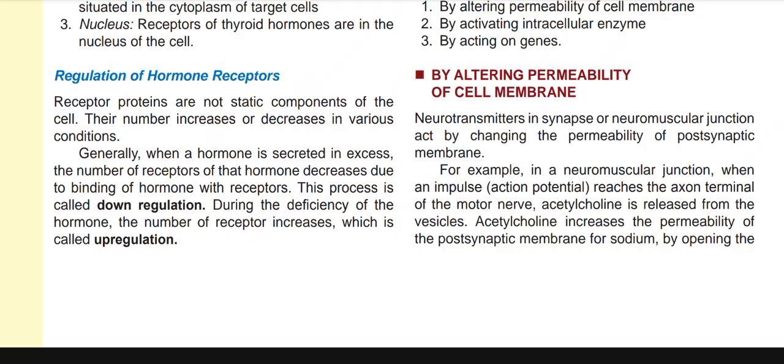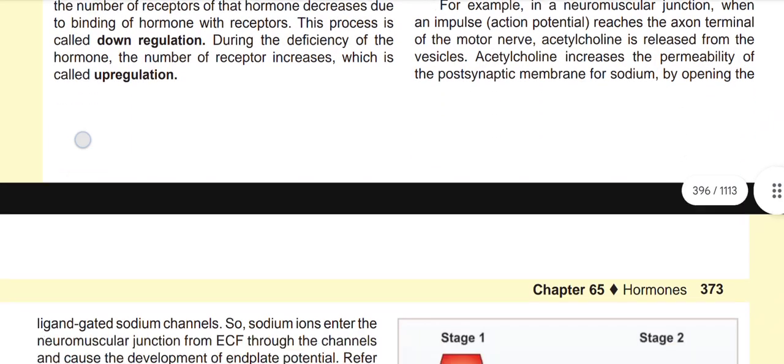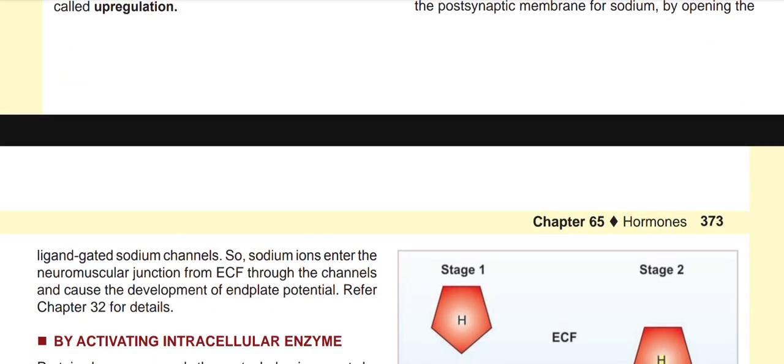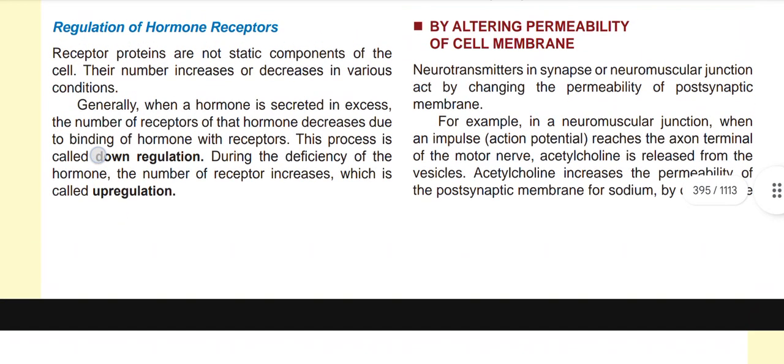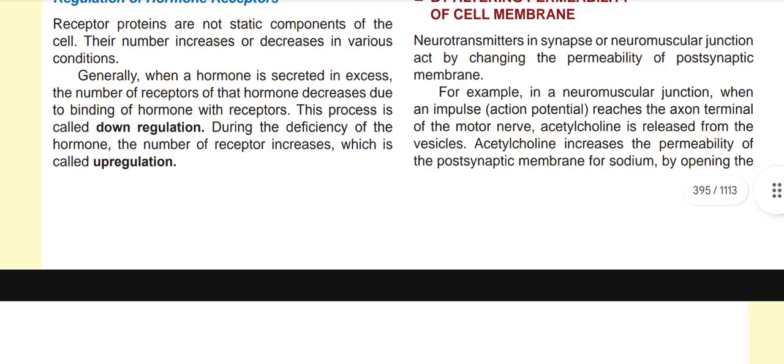For example, in a neuromuscular junction, when an impulse or action potential reaches the axon terminal of the motor nerve, acetylcholine is released from the vesicles, and acetylcholine increases the permeability of the postsynaptic membrane for sodium by opening the ligand gated sodium channel. So sodium ions enter the neuromuscular junction from ECF through the channels and cause the development of end plate potential.